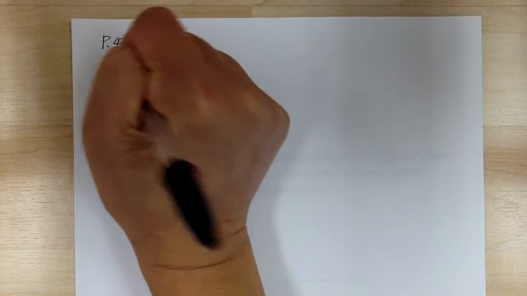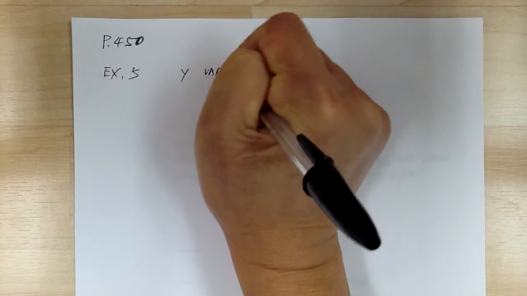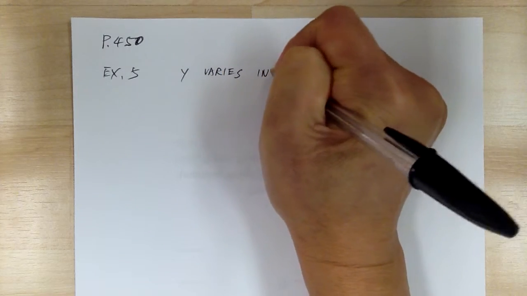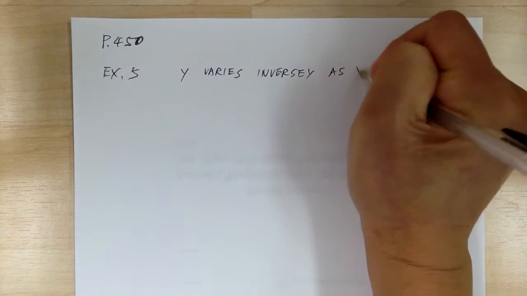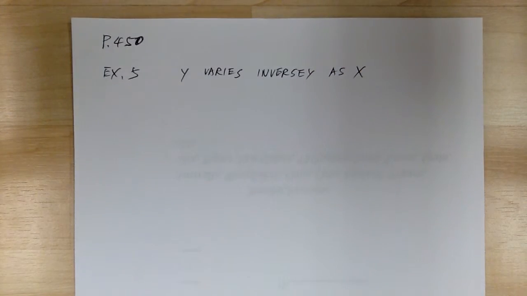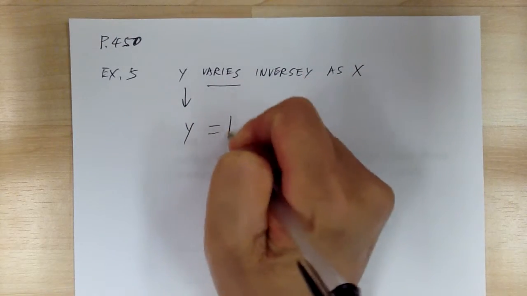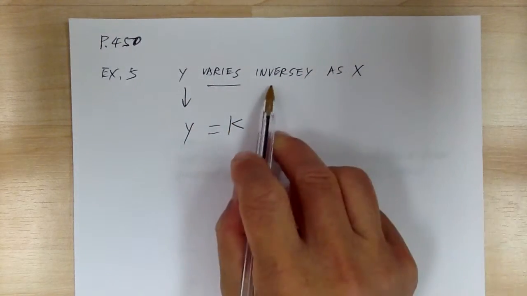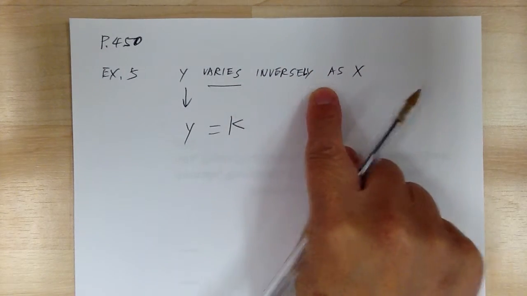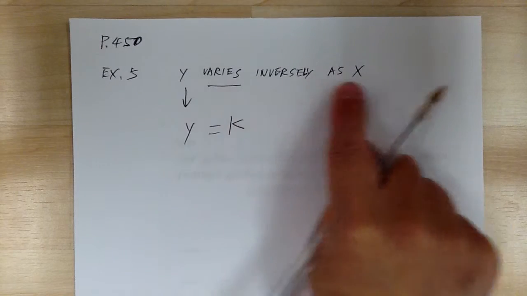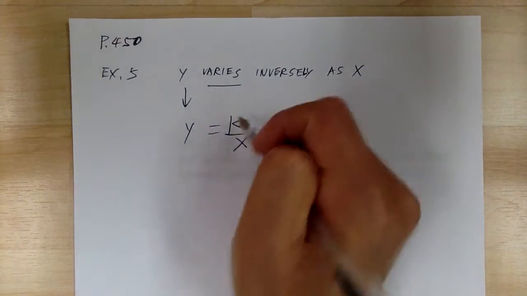Okay, so when you have example 5, it says y varies inversely as x. Okay, so the way to translate is this. So y means y, varies means equal to k times something. Now when you see the word inversely, that means everything after that goes on the denominator. So inversely as x, that means the x goes on the denominator.